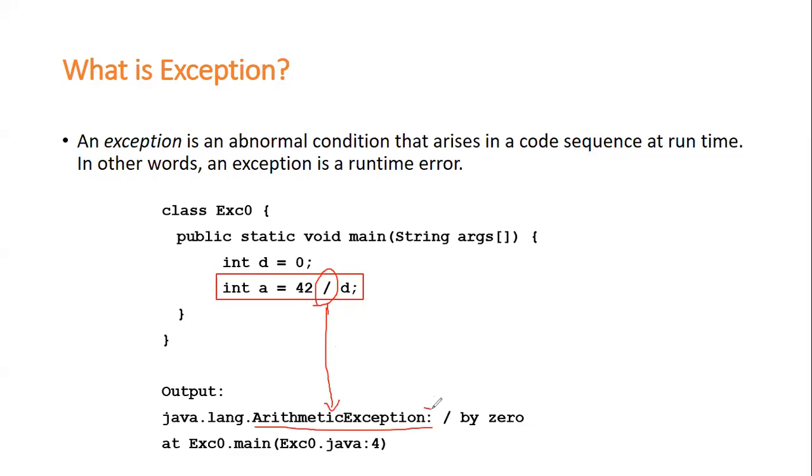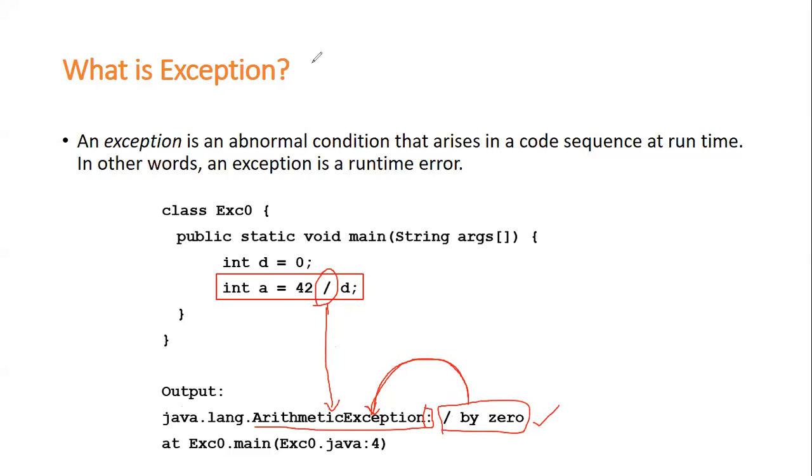And you see that after the colon, I have a division by 0. This description says why this arithmetic exception has occurred. Why has it occurred? Because here I'm trying to divide by 0. Since I'm trying to divide by 0, I get an exception called arithmetic exception, right?